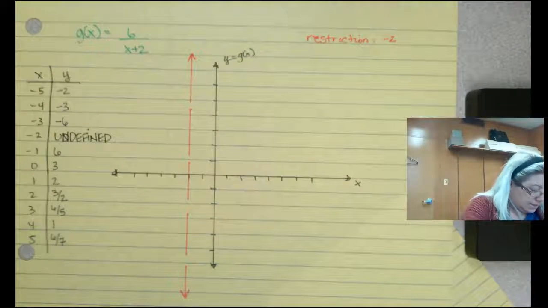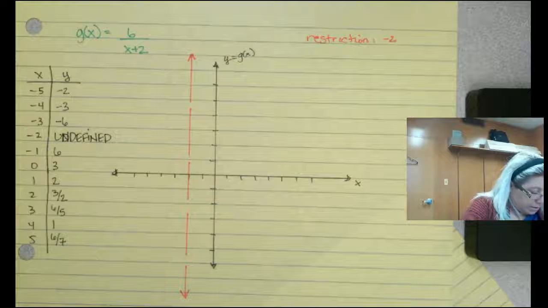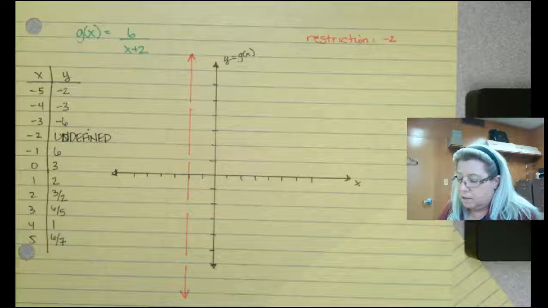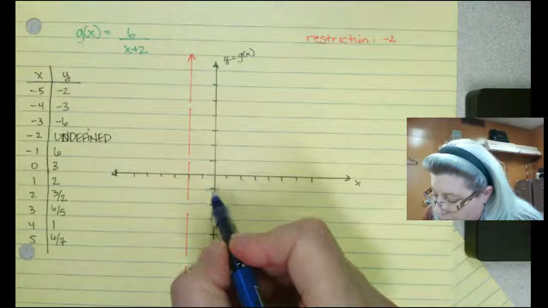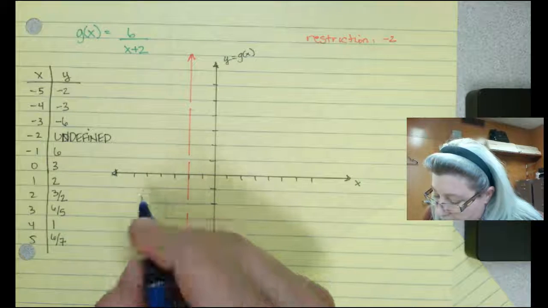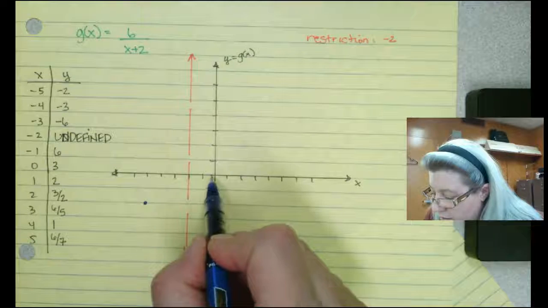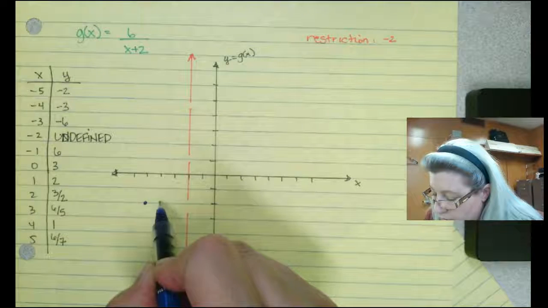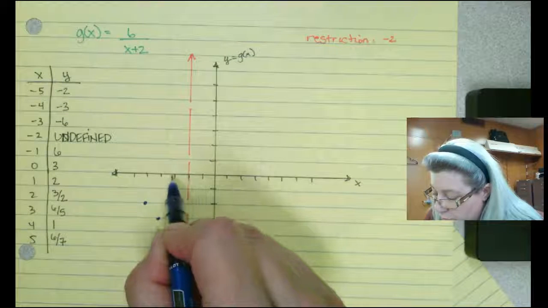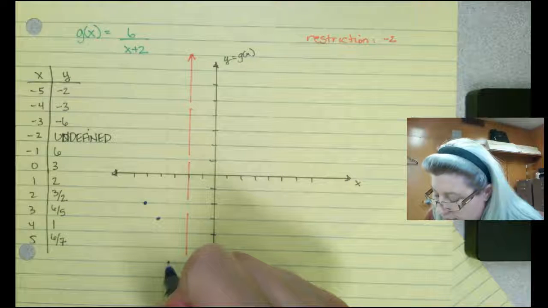All right, so let's see. Then for another color here, let's try blue. All right, let's plot these points. Negative 5, 1, 2, 3, 1, 2, 3, 4, 5, negative 2, 1, 2. Okay. Negative 4, 3, 1, 2, 3, 4, 1, 2, 3. Negative 3, 6, 1, 2, 3, 1, 2, 3, 4, 5, 6.